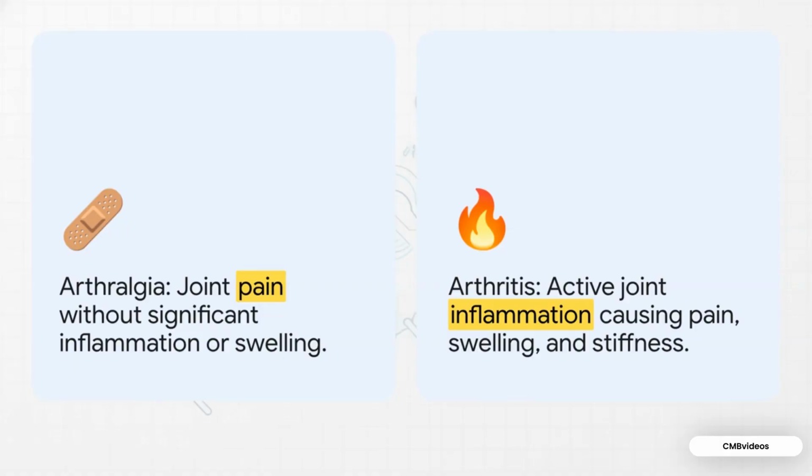That's known as arthralgia. It's a symptom, maybe from a sprain or just overuse. But true arthritis, that brings the heat, literally. It involves active joint inflammation that causes pain, noticeable swelling, warmth, and a reduced range of motion.